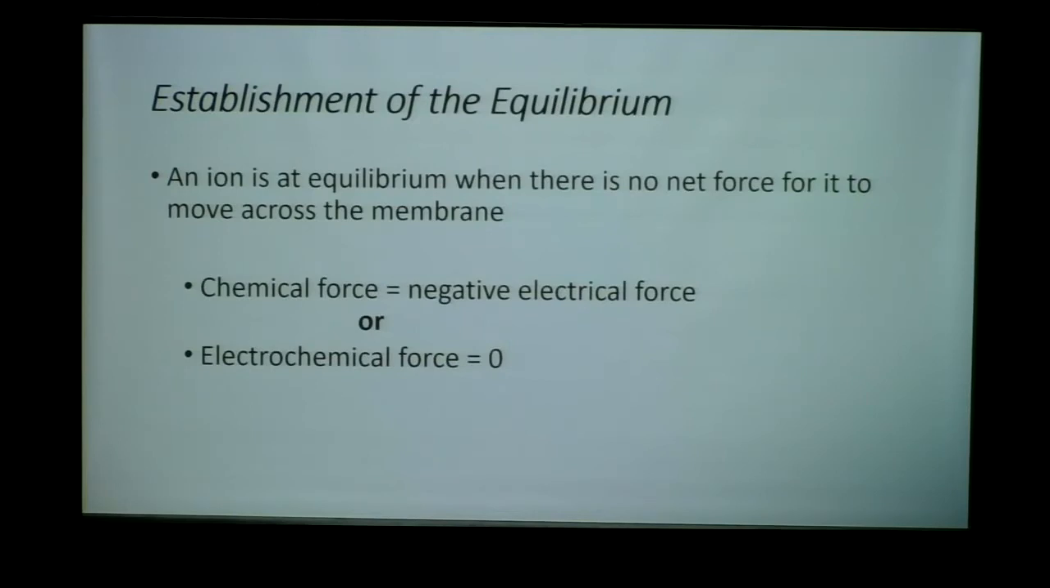So pretty much what we just mentioned: at equilibrium, there's no net movement because our ECDF is 0. We talked about how we go from looking at one force of potassium, looking at the other force of potassium, and combining those forces to find out what potassium's equilibrium potential is. We know that to be negative 94 millivolts, and we figured out how we got there.